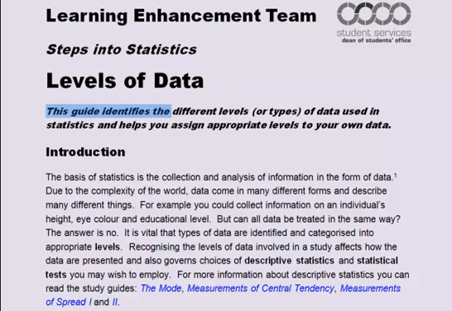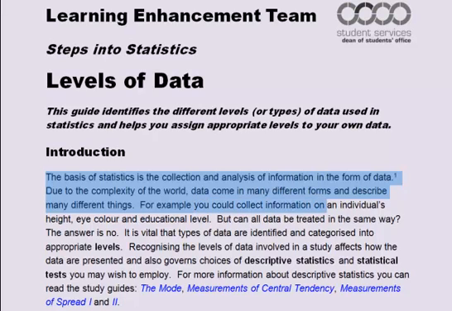This guide identifies the different levels or types of data used in statistics and helps you assign appropriate levels to your own data. Introduction. The basis of statistics is the collection and analysis of information in the form of data. Due to the complexity of the world, data come in many different forms and describe many different things. For example, you could collect information on an individual's height, eye colour and educational level, but can all data be treated in the same way?